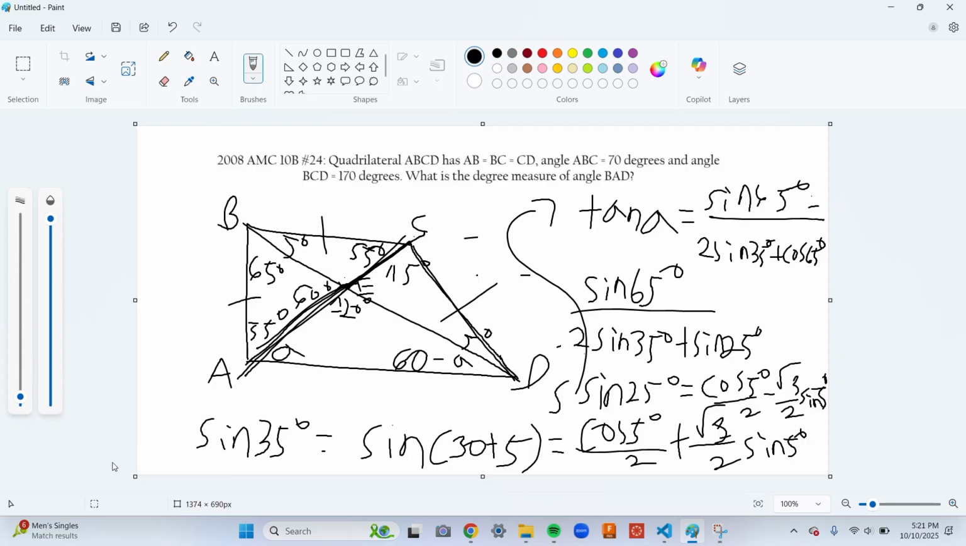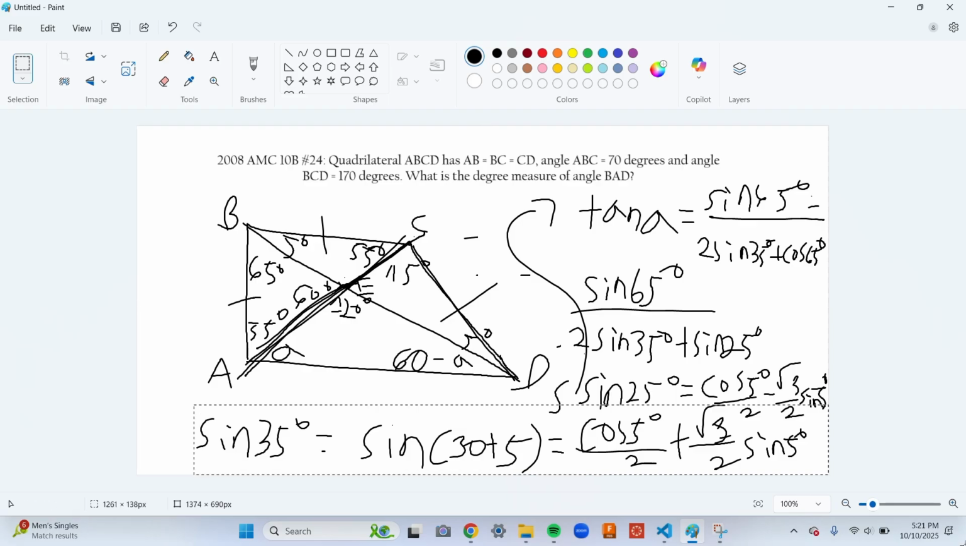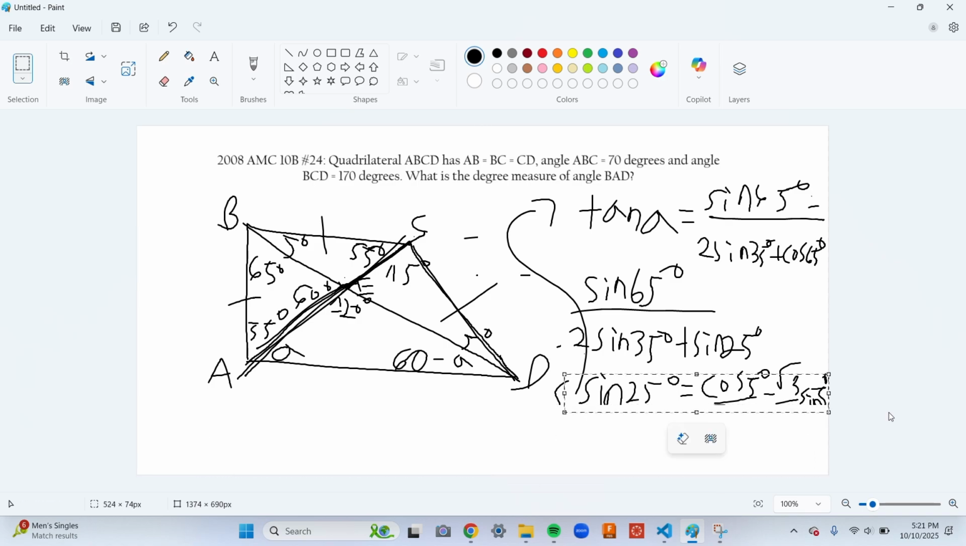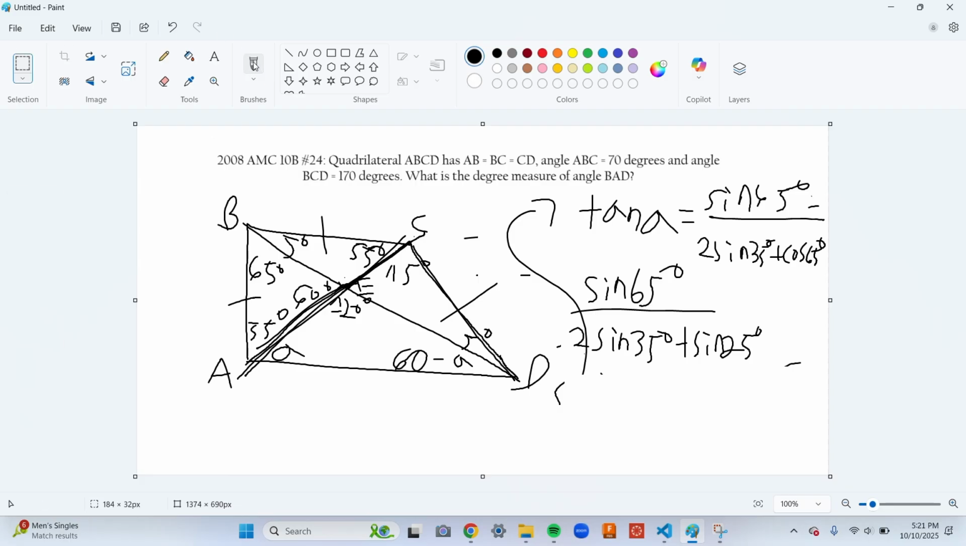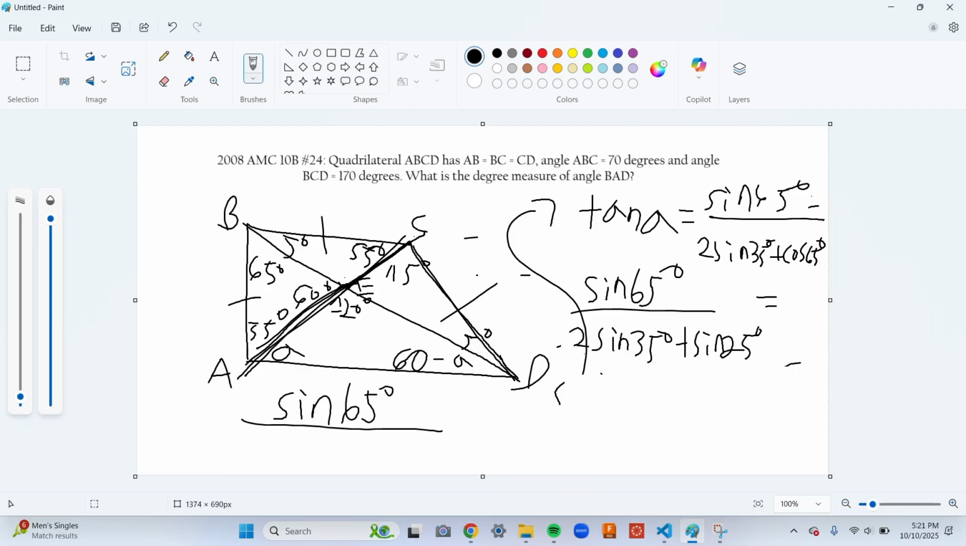So now sine of 35 degrees is being multiplied by 2. So the denominator here is going to become cosine of 5 plus root 3 sine of 5 plus cosine of 5 over 2 minus root 3 over 2 sine of 5. So overall, that's going to simplify to 3 cosine of 5 degrees plus root 3 sine of 5 degrees all over 2. So we can set this equal to sine of 65 degrees over 3 cosine 5 degrees plus root 3 sine 5 degrees, and then we can move the 2 on top for now.